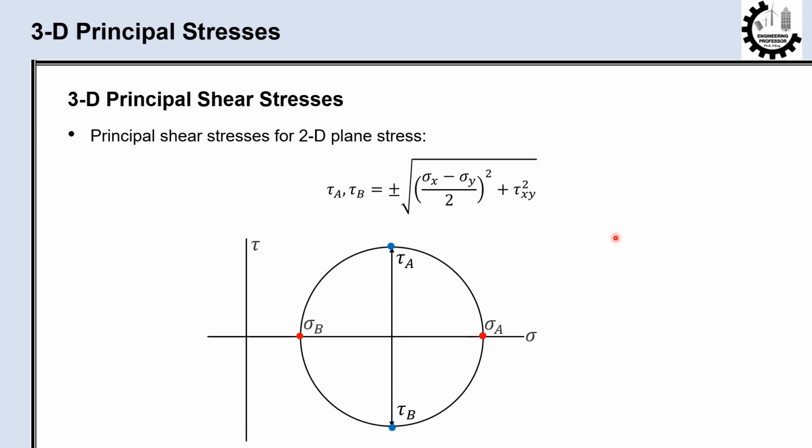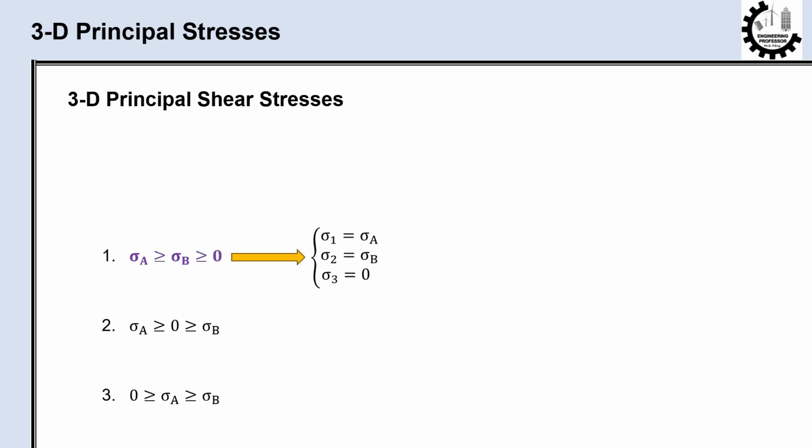Now let's investigate the relationship between the principal shear stresses in plane stress and for the three-dimensional loading. We'll do this for the three loading scenarios presented before. The first case, where both sigma A and sigma B are positive, resulted in sigma 1 equals sigma A, sigma 2 equals sigma B, and sigma 3 equals 0.